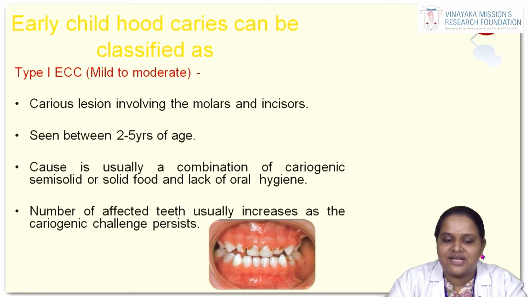So there are different types when we talk about early childhood caries. Type 1 ranges from mild to moderate, where the caries lesion is found to involve the molars and incisors, seen in the age group of 2 to 5 years. It is mainly a combination of cariogenic semi-solid and solid food with improper oral hygiene practice followed by the infants. The number of affected teeth usually increases as the cariogenic challenge persists.